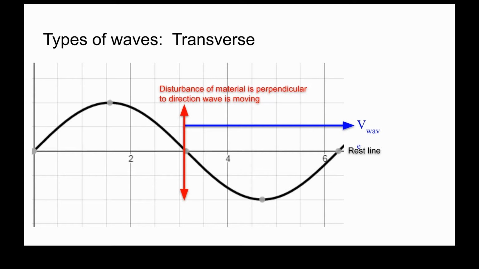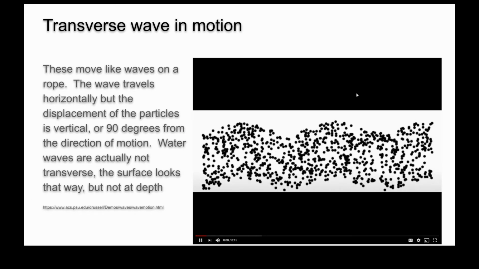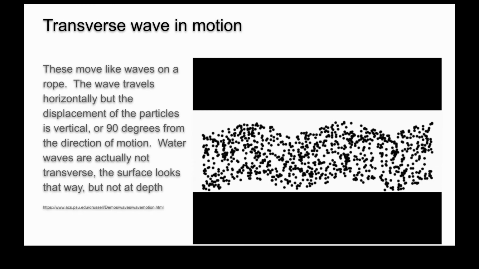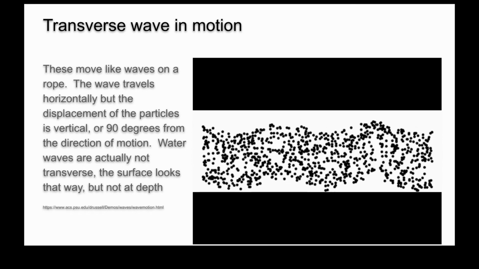Here's a typical transverse wave. It's a wave like on water, or you can do with a rope. The direction of the wave, V wave in blue, and the motion of the particles in the wave itself are 90 degrees apart. And that's why we call it transverse. Oddly enough, the surface of water is not a transverse wave. It does something a little bit more complicated. Now here's an example from a physicist that you'll see credit below and in the next video, that the particles move up and down, but the wave itself is moving to the right.